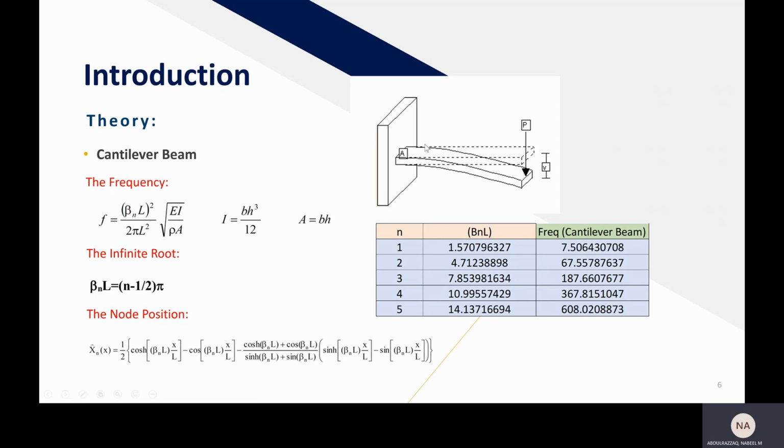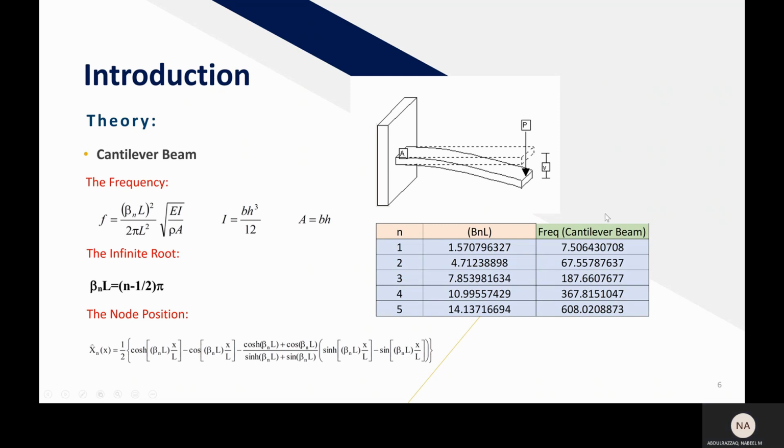So we know that the length is 1 meter for the free beam. So this one is 50 centimeters or half meter. And also the equations will be the same. For the infinite root, the equation is similar to the equation that we saw in the free beam, except here the sign is minus instead of plus. So it's n minus half times pi. And the node position also is different. Now we take half of the node position.